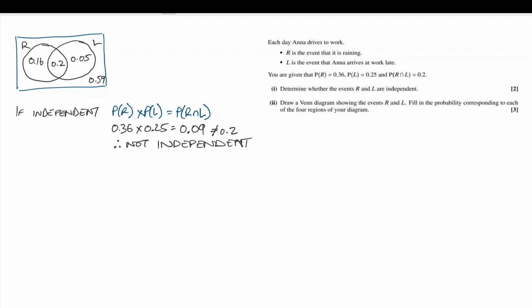Part 2 of the question asks us to draw a Venn diagram showing the events R and L and to fill in the probability corresponding to each of the 4 regions of your diagram. Well, because we have such good habits, we've produced that Venn diagram already. So there's our 3 marks. That's our reward for good habits and routines.